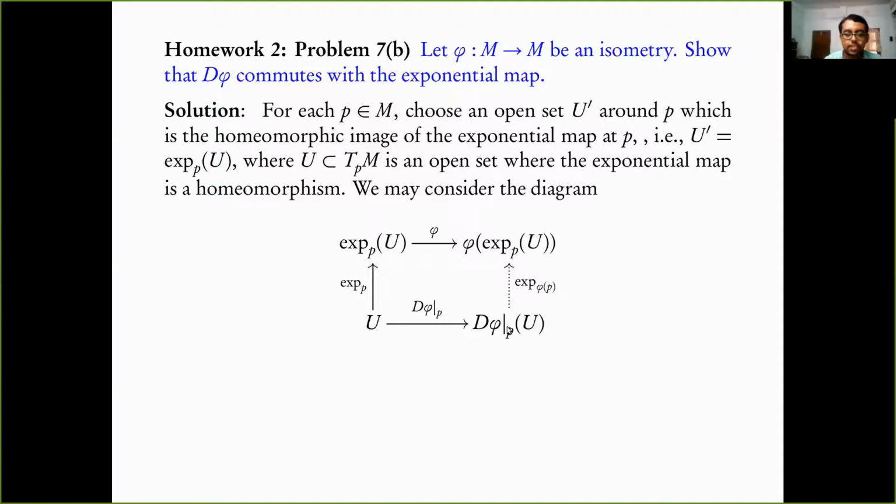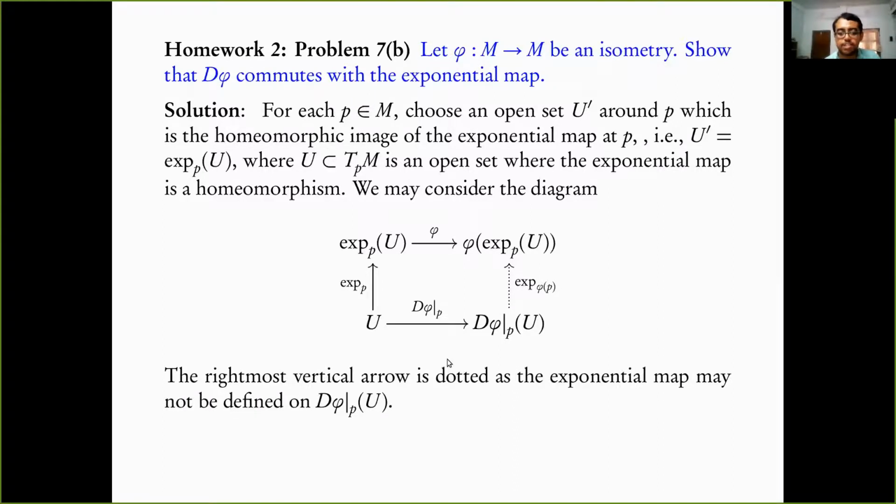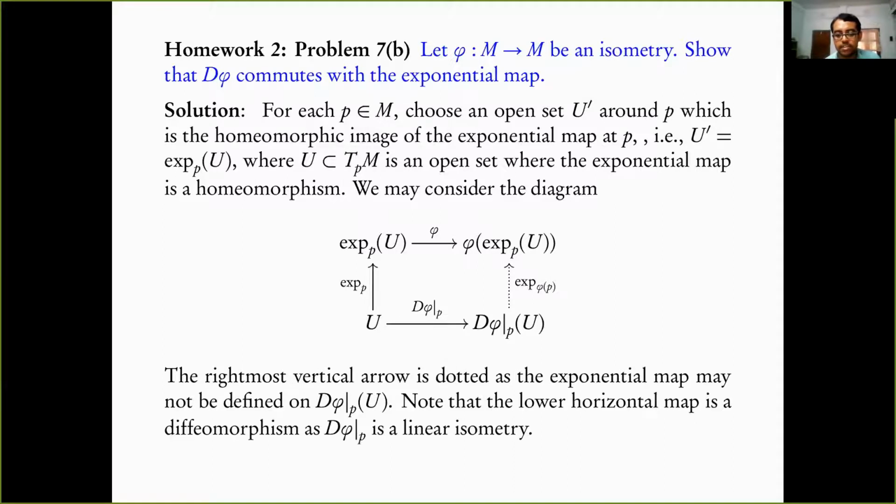The point is that the exponential map may not be a homeomorphism on this particular open set. Right? This exponential map has its own open sets where it's a diffeomorphism. So you might have to make this smaller for this to be a diffeomorphism. Is that clear? Because this was something that you chose for P, and then you're applying d phi. But this may not be the domain where exponential is a homeomorphism, or even defined for that matter. So the rightmost vertical arrow is dotted, as the exponential map may not be defined, as I just discussed.